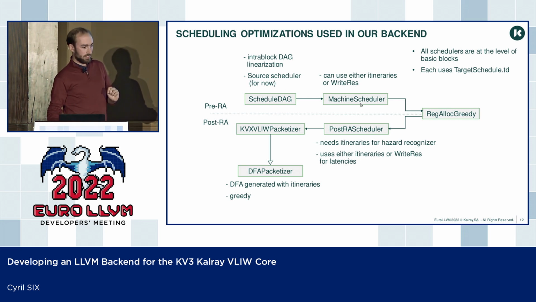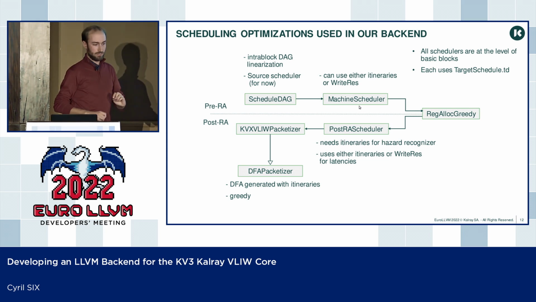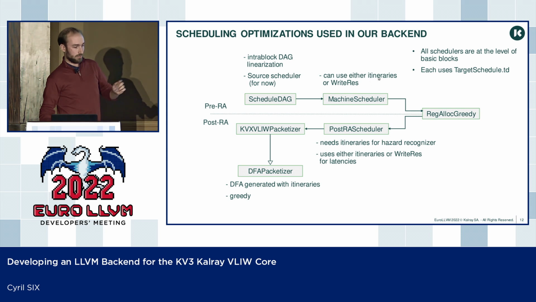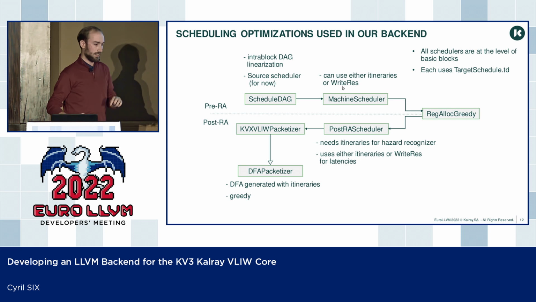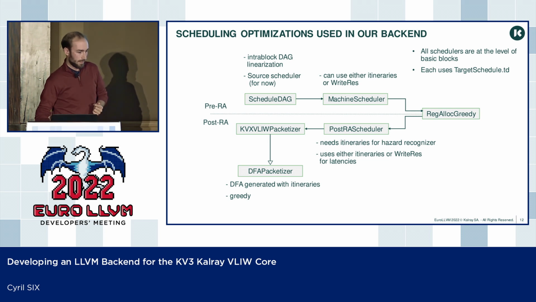Then you've got the machine scheduler in pre-pass. Pre-pass means before register allocation. This one can use either the itineraries or the SchedWriteRes. SchedWriteRes is a newer scheduling model that you can write your backend with. Then there's the register allocation, and then we're using the post-RA scheduler for post-pass, and we use the packetizer, the DFA packetizer, here.